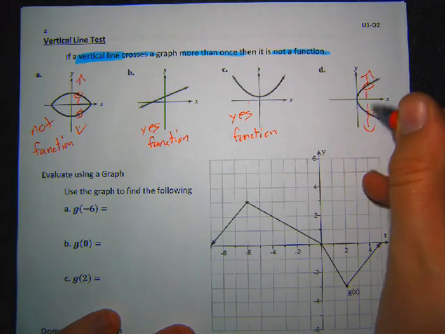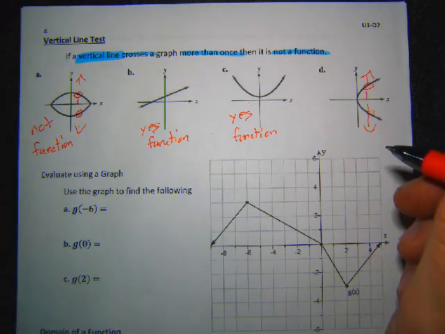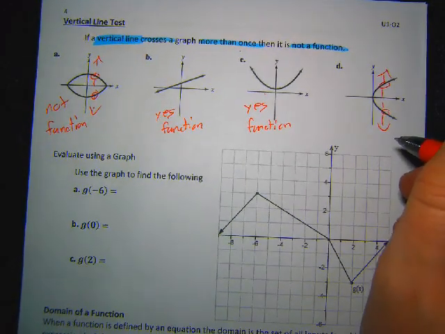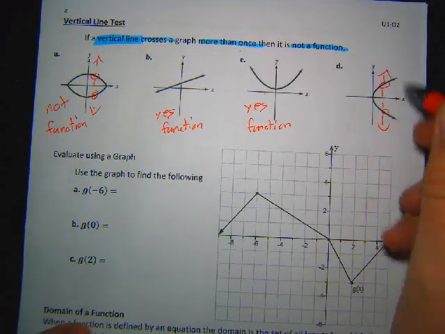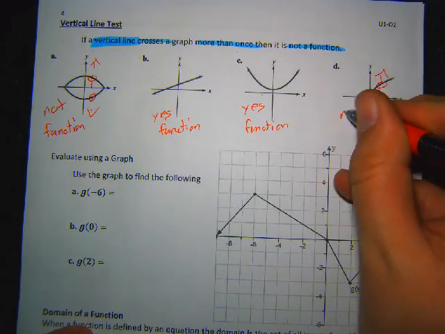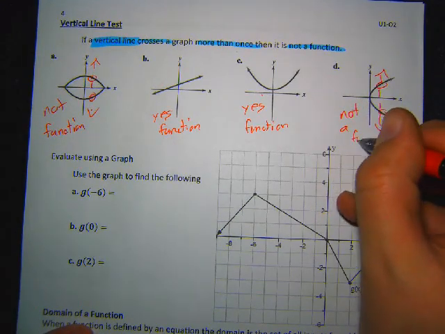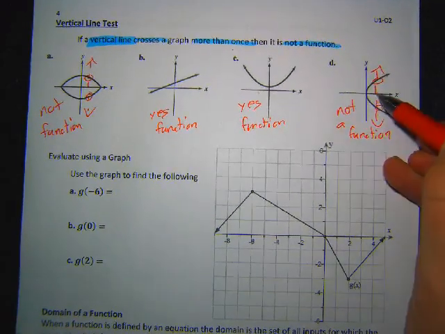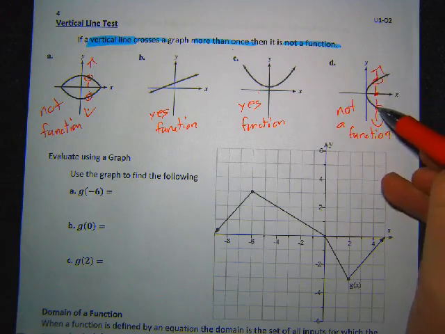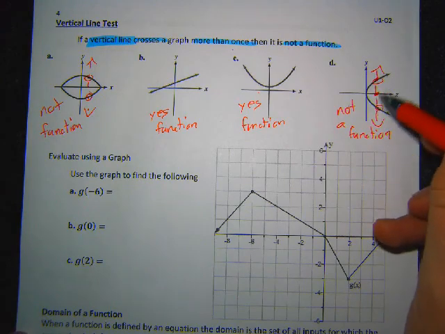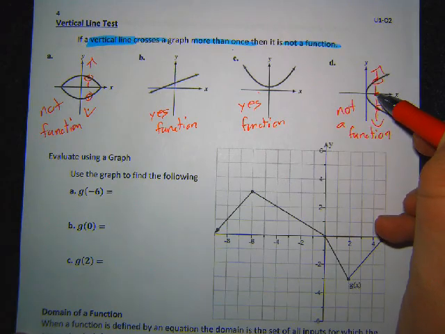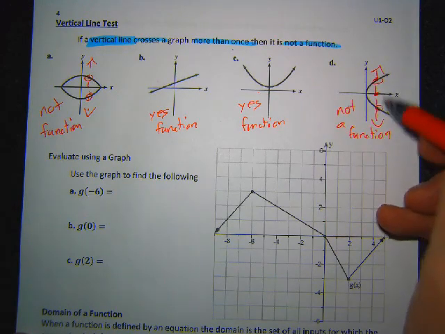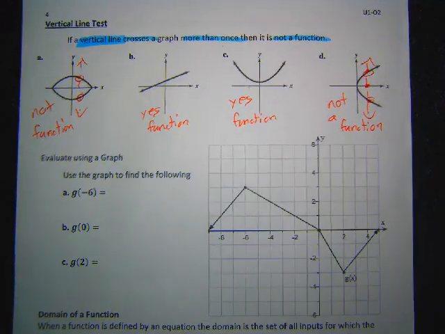Okay. This one does cross twice again, and because it crosses twice, it is not a function. So again, if you cross twice, you are not a function. The reason is that if you can pick one x value and find two y values that go with it, then it's not a function. Remember that every input, every x, can only have one y. If you have a place where x has two y's, it's not a function. So this is not a function.